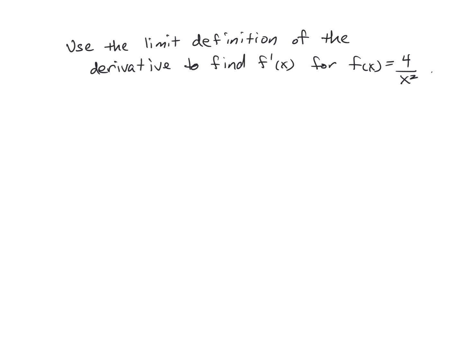Okay, so for this example, we want to find the derivative using the limit definition of the derivative for the function f of x equals 4 divided by x squared. So first thing up is to recall that definition. F prime of x is the limit as delta x approaches 0 of f of x plus delta x minus f of x divided by delta x.